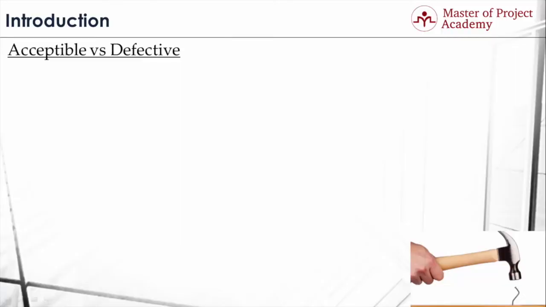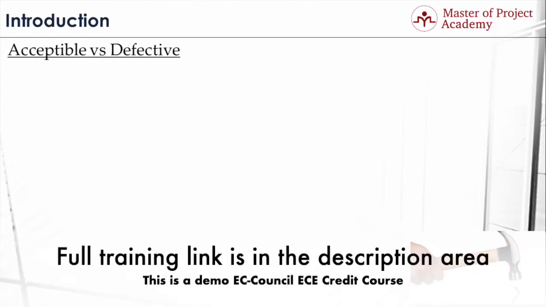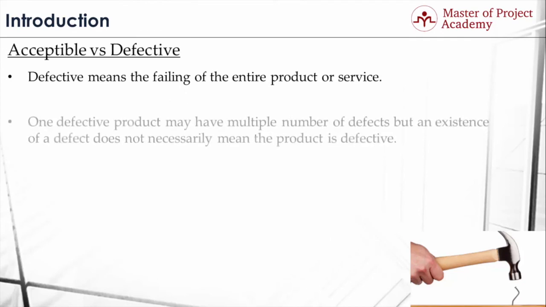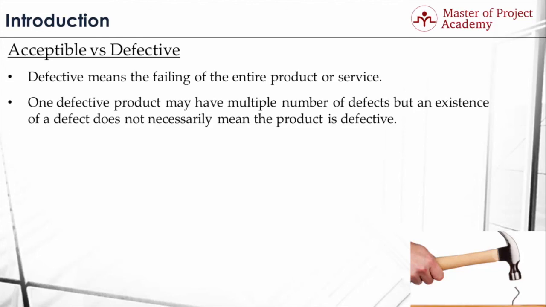Acceptable versus defective. Before we move on, let's try to understand the difference between defects and defectives. A defect means failing to deliver what the customer wants. Defective means the failing of the entire product or service. Please remember, one defective product may have multiple defects, but the existence of a defect does not necessarily mean the product is defective.